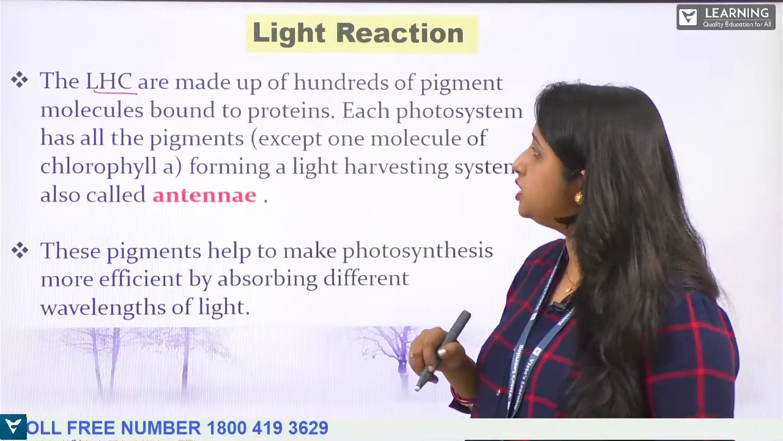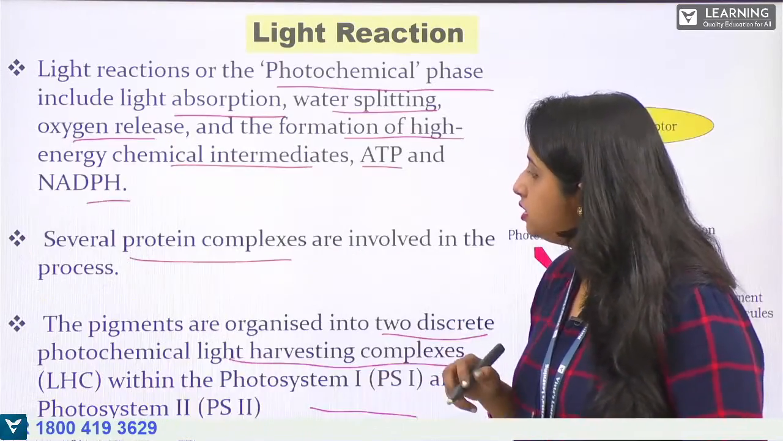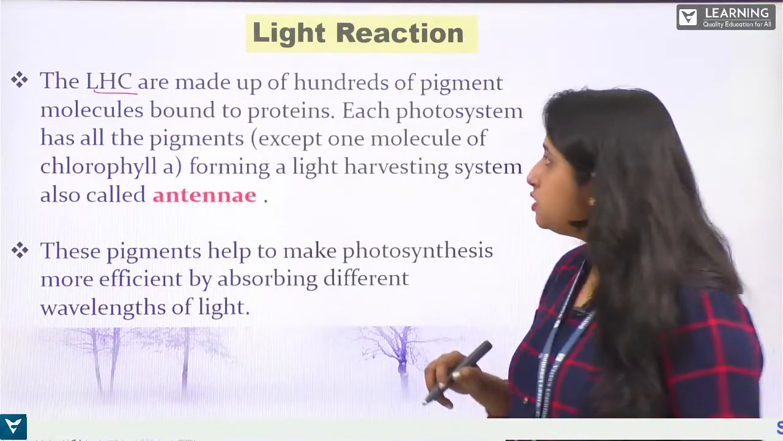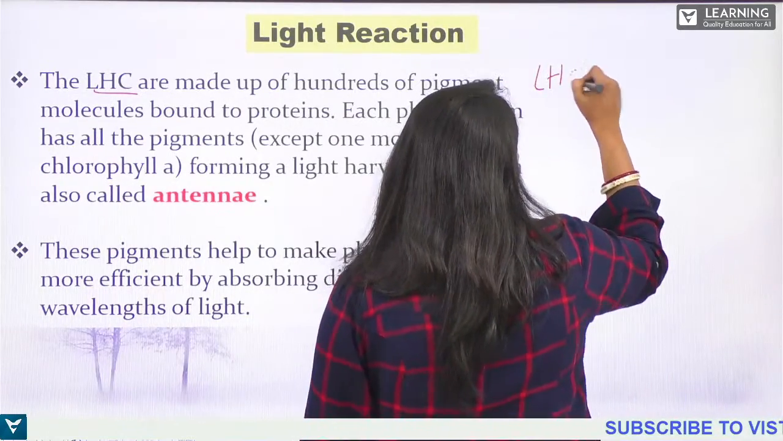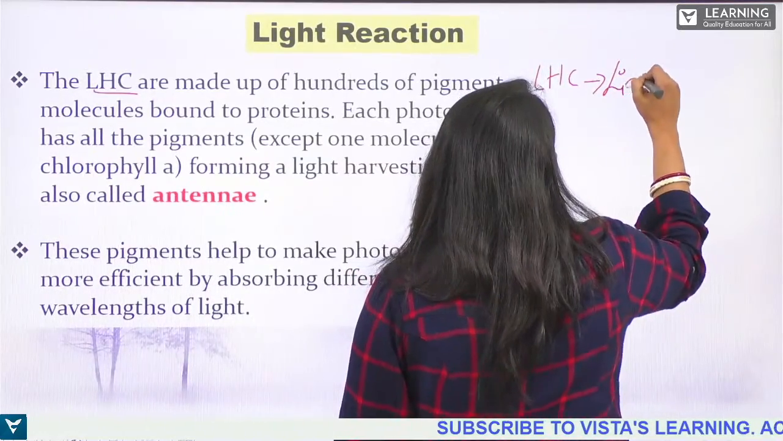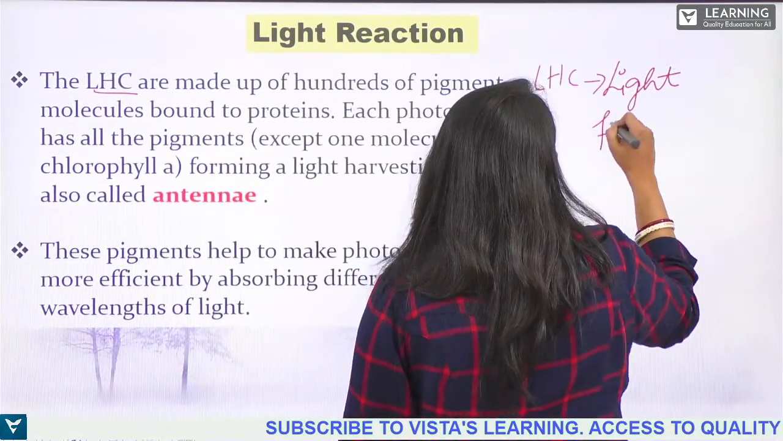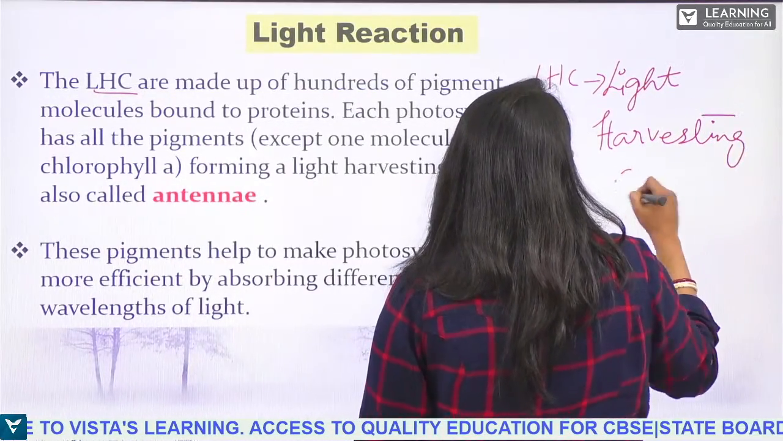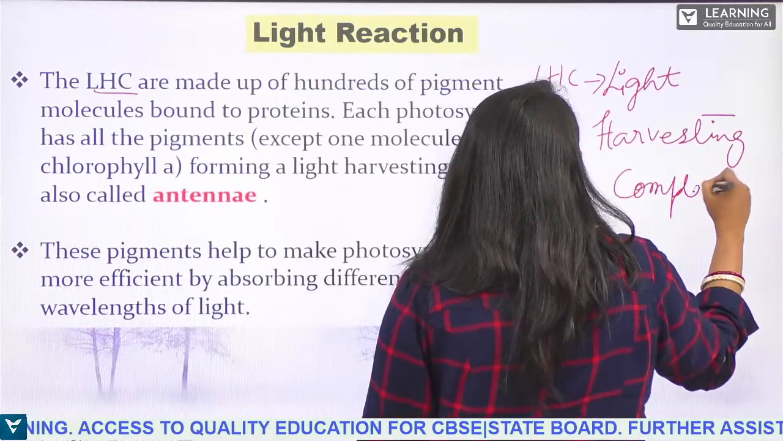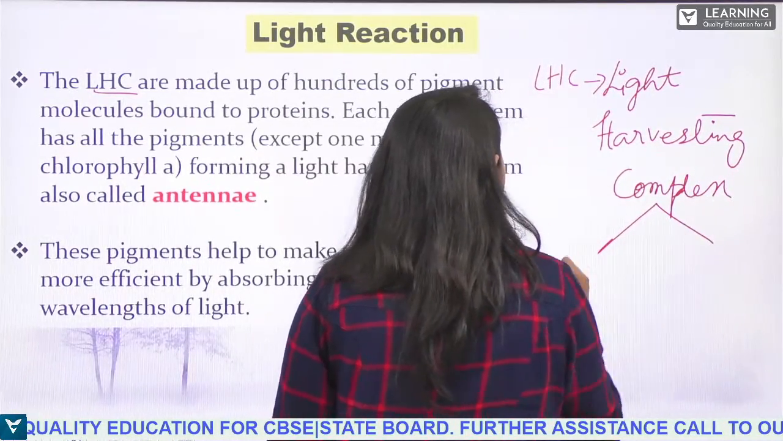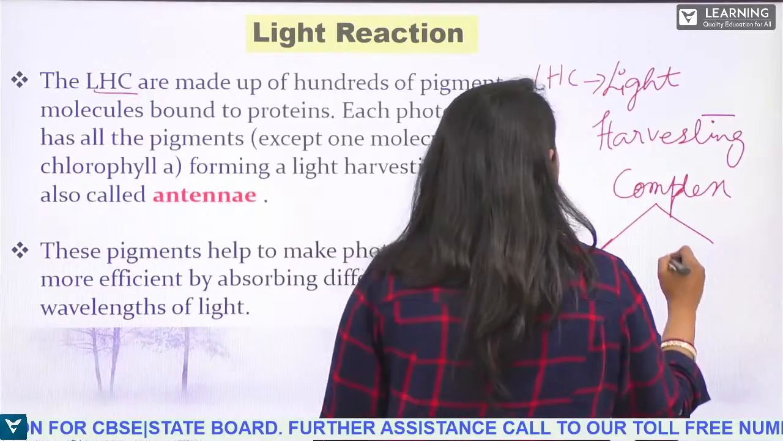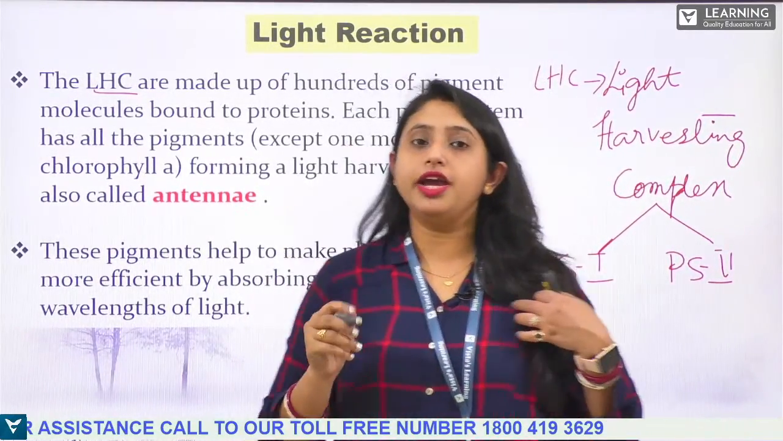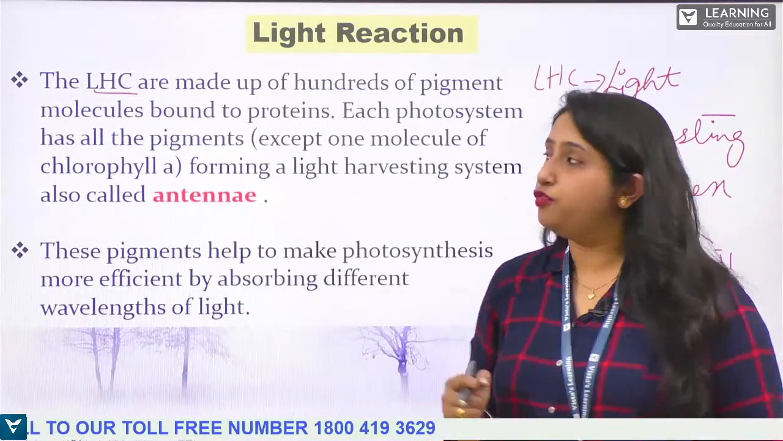LHC is the light harvesting complex. So what are the various light harvesting complexes? The various light harvesting complexes we will learn here are photosystem 1 and photosystem 2. These are the two light harvesting complexes. Light will be captured with the help of these systems.